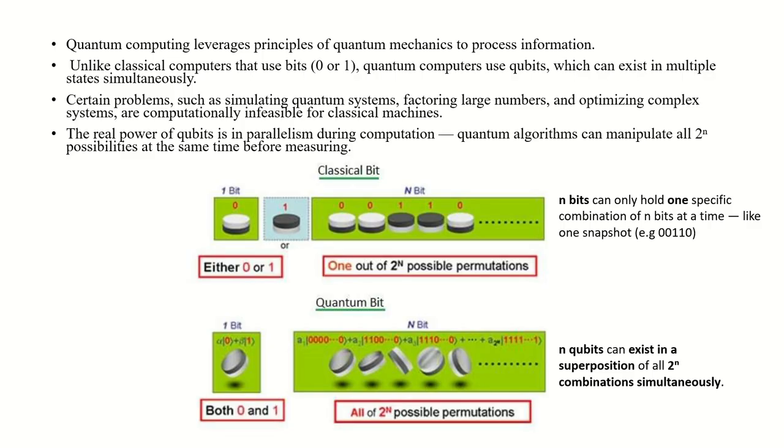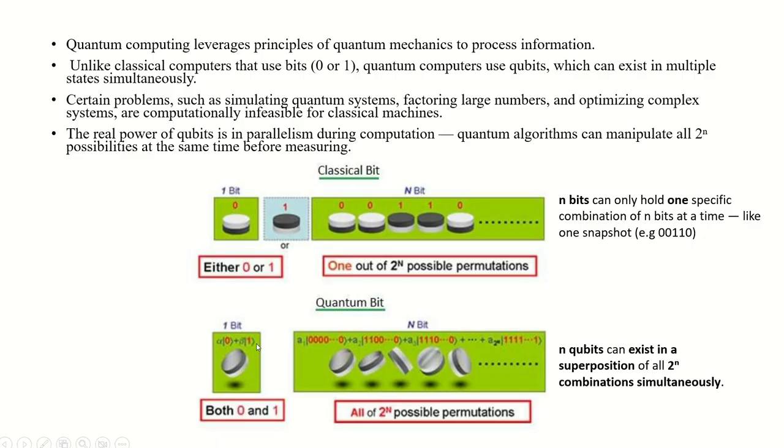As you can see in this picture, let us suppose we have n classical bits. Each of these n bits will store either 0 or 1. So in total we'll have 2 into 2 into 2 and so on till n, so we'll have 2^n possible permutations. Out of these 2^n possible permutations, at a single instance of time, only one possible permutation is stored by n classical bits.